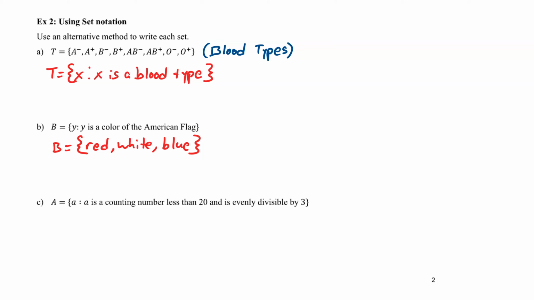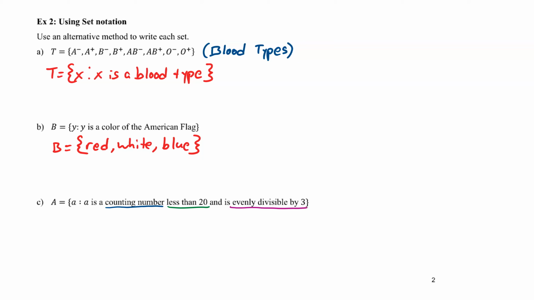Part C gives us our set, and it's the set of A such that A is a counting number less than 20 and evenly divisible by 3. So we have a few conditions here. Counting number, less than 20, evenly divisible by 3.